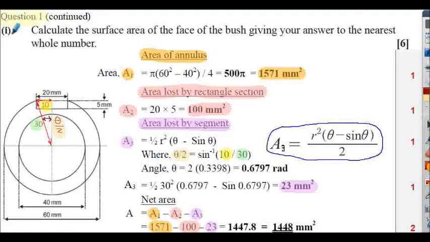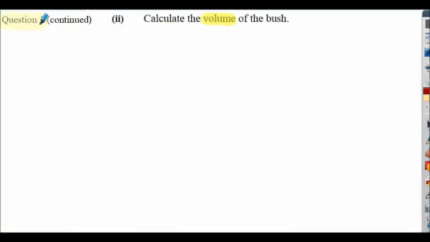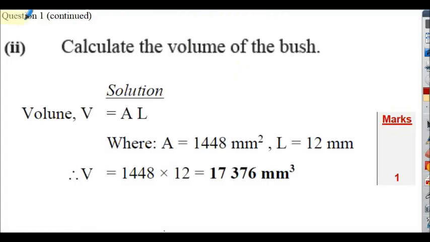Question 1, part B, item 1. Here's the full work solution for you to review at your own pace. Question 1, item B, part 2. We're going to calculate the volume of the bush. We're given the thickness of the bush in the question. That's a fairly straightforward solution to find the volume in millimeters cubed here.